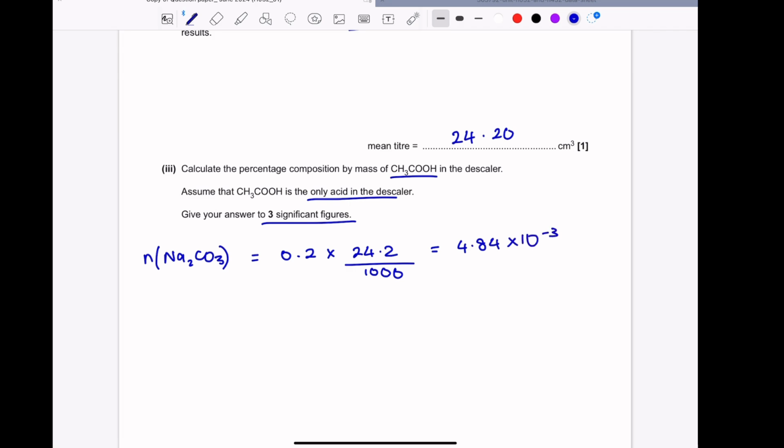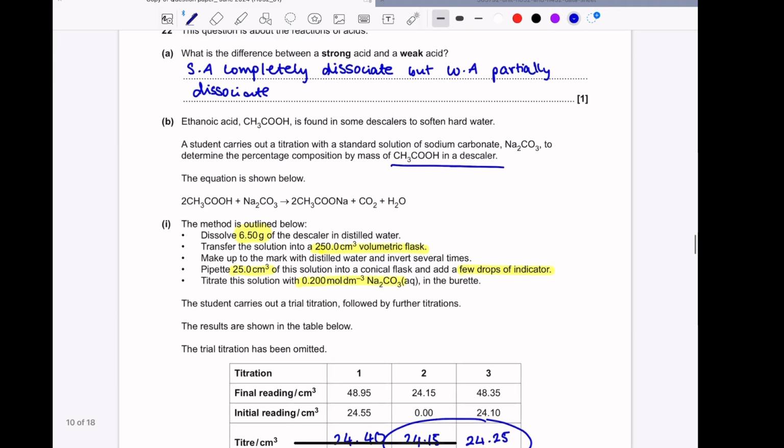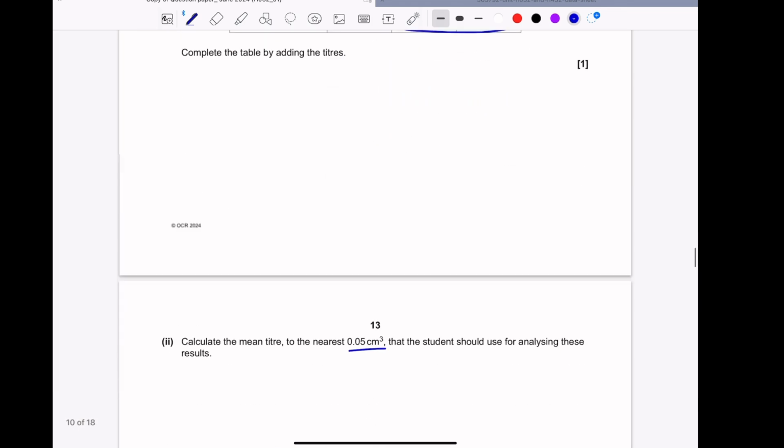Now, we can use the moles to calculate the moles of ethanoic acid using the molar ratio. So it looks like the molar ratio is 1 to 2, so the moles of ethanoic acid is going to be twice that, but this would be in the 25 centimeters cubed that was pipetted. The original was 250, so we'd have to multiply by 10 to find the moles in 250. And once we have the moles, we can calculate its mass using the Mr, and then we can work out the percentage by the total mass, which was 6.5.